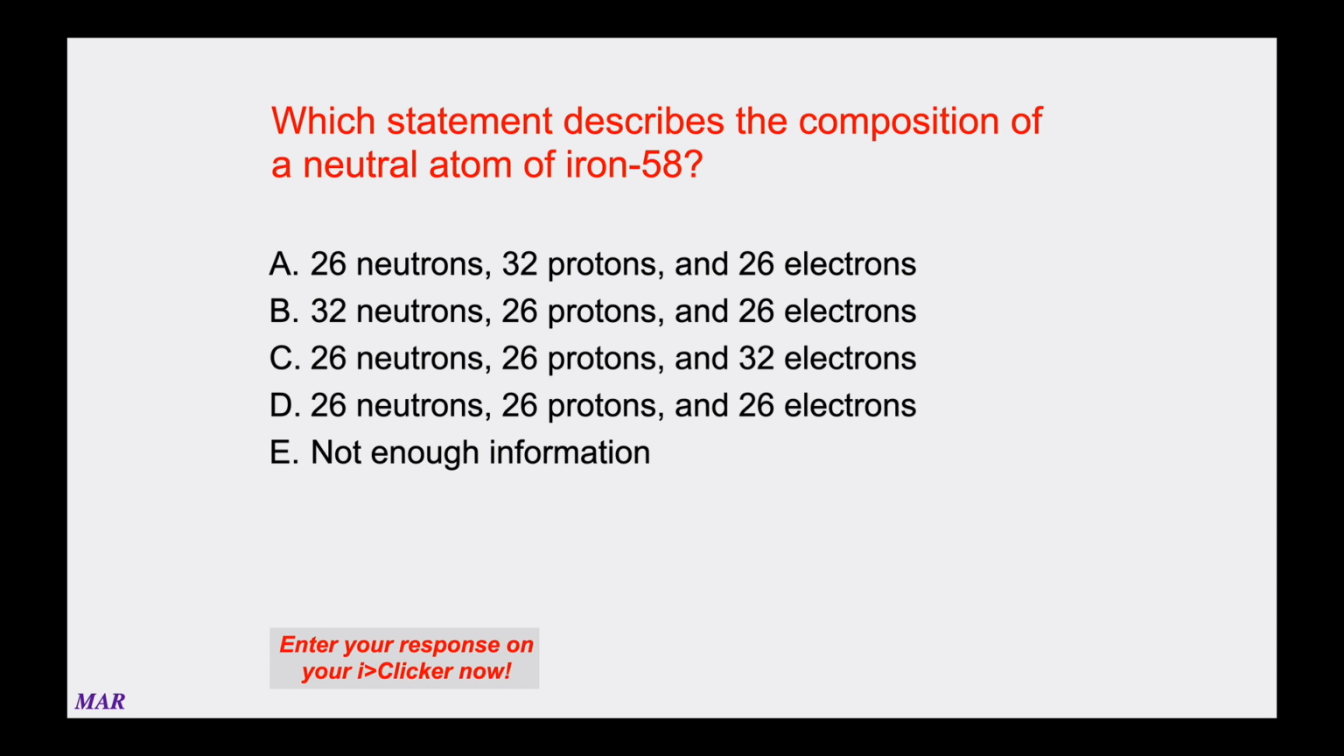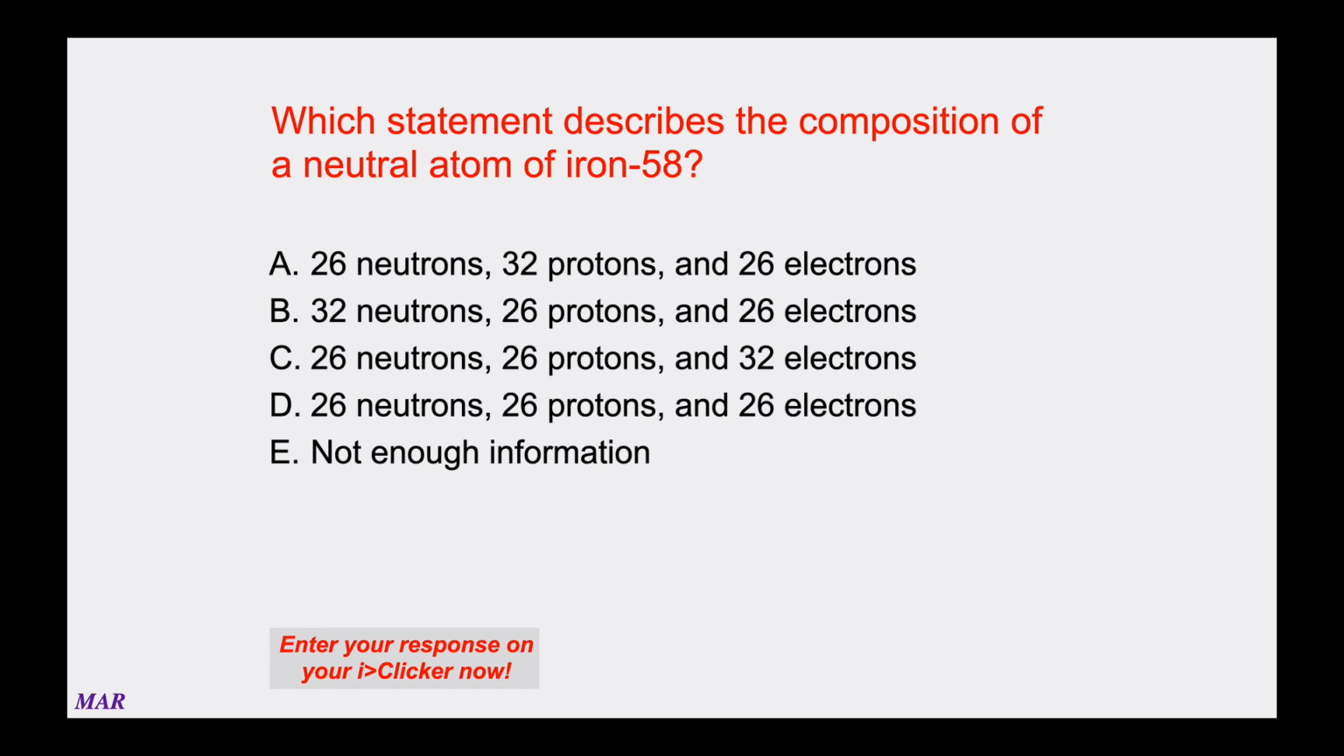Which statement below describes the composition of a neutral atom of iron-58? In this question, you can see there's neutrons, protons, and electrons in the first four answers. I want to test your knowledge of what it means to be neutral, and also what that dash 58 means after the iron. So try this problem out, pause the video, and when you're ready, just unpause it, and we'll talk about the answer.